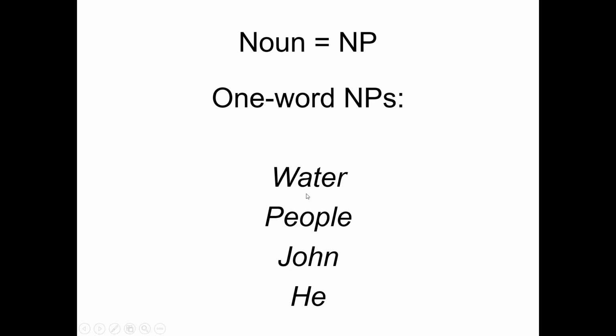Water boils at 100 degrees Celsius at 0 altitude. So what boils? Water boils. This is a complete answer. So you see that you may have noun phrases which consist of just one word. It may be an uncountable noun, water. It may be a common noun, people. It may be a proper noun, John. It may be a pronoun, he.